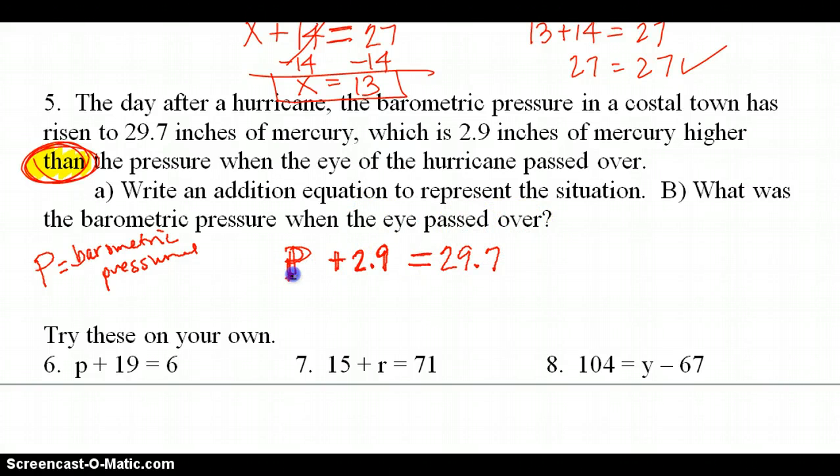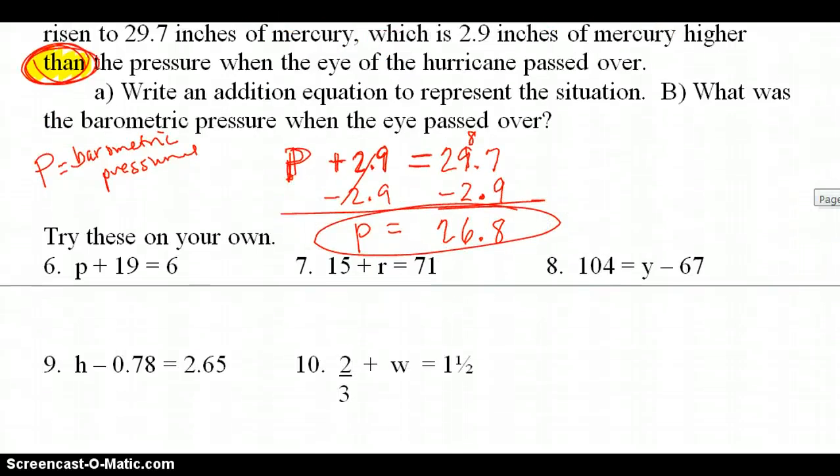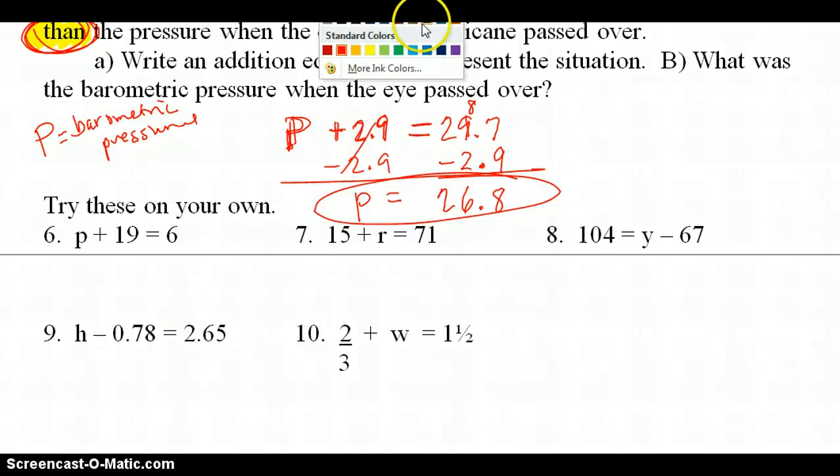What was the barometric pressure when the eye passed over? So I'm solving for that normal pressure. So I need to subtract 2.9. Keep those decimals lined up. And P is going to equal, 9 from 17 will be 8 to borrow, so 2 from 8 is 6, 26.8. And it did not tell me I had to check this time, so for the sake of time I'm not going to check.